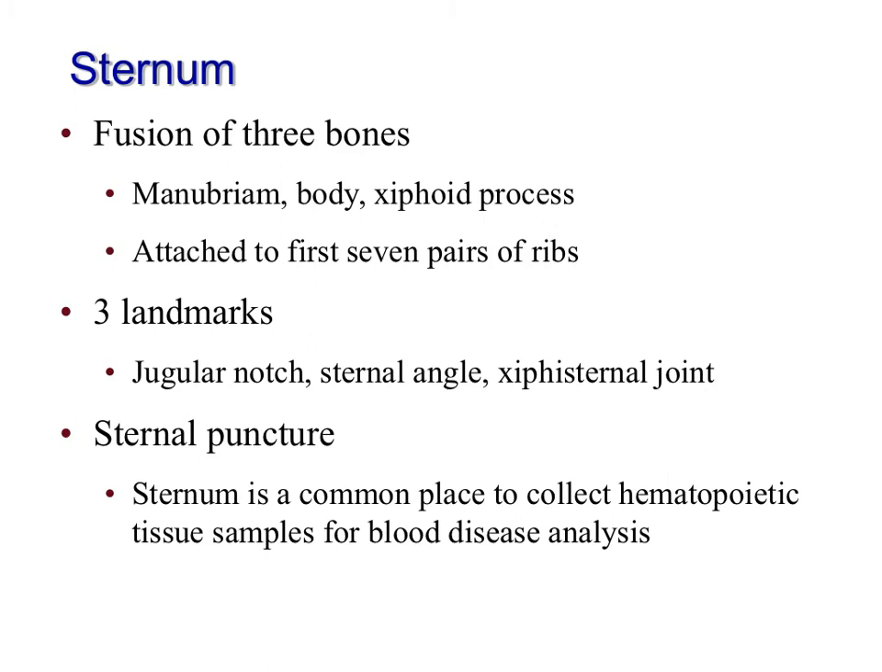Your sternum has the manubrium, the body, and the xiphoid process. That's your sternum, and it's attached to the first 7 pairs of ribs, or rather the ribs are attached to the sternum. There are 3 landmarks: the jugular notch, which is at the top, the sternal angle between the manubrium and the body, and the xiphisternal joint. You can feel that xiphisternal joint and your xiphoid process if you press on the base of your sternum.